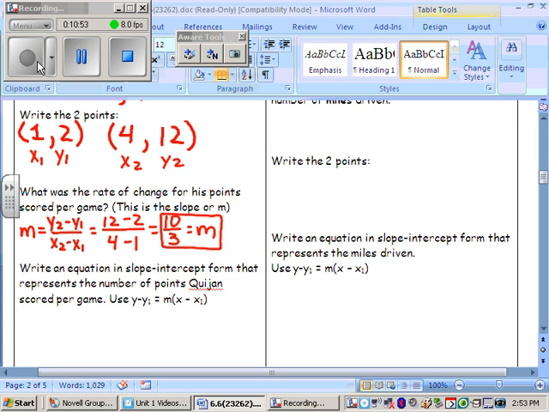Then it says, write an equation in slope-intercept form that represents the number of points Kijan scored per game. So let's see how we might do this. If you recall, to write an equation when we're given 2 points, we need to find the slope, which we already did, and then we need to choose one of the 2 points. So let's choose the first point, which would be 1, 2, meaning in the first game, Kijan scored 2 points. And then we're going to use our slope of 10 thirds. We will then plug this information into the point slope formula and solve it for y. So let's scroll down and see what that looks like.